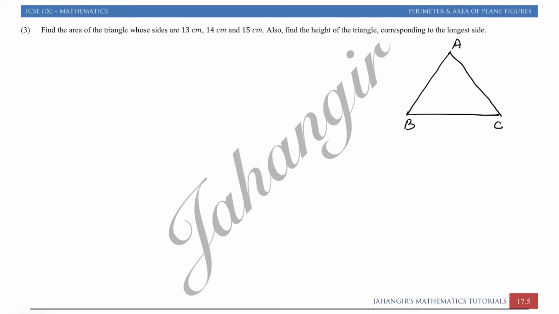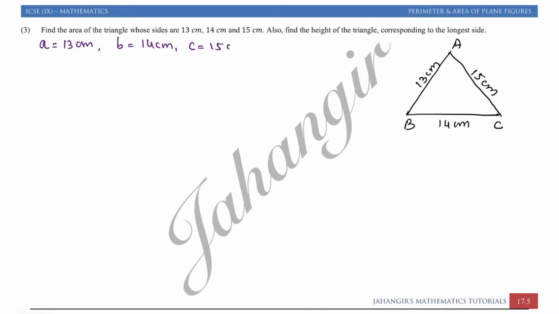ABC, in which one of the sides is 13 centimeter, another side is 14 centimeter and the last side is 15 centimeter. So we have to find the area of the triangle. Here we have a scalene triangle. In a scalene triangle all three sides are given. So first we will mention that A is equal to 13 centimeter, B is equal to 14 centimeter, C is equal to 15 centimeter.